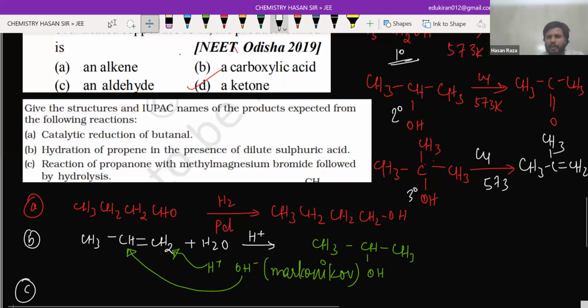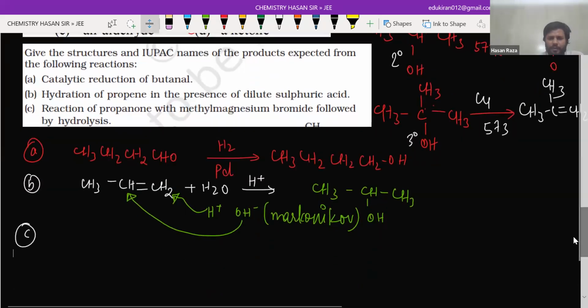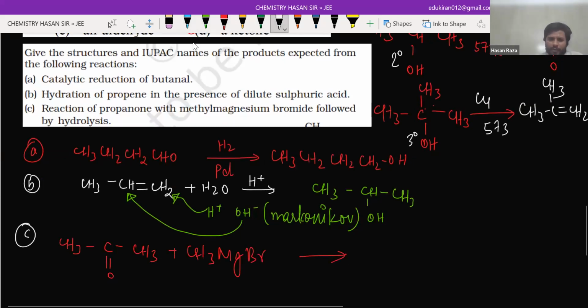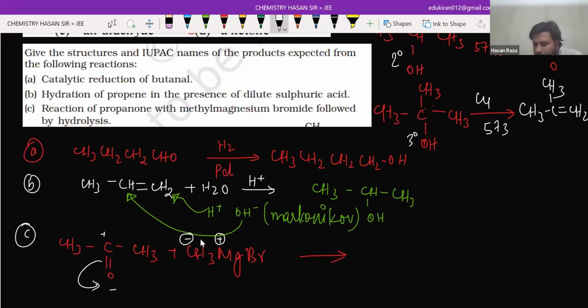The third one is the reaction with Grignard reagent. Propanone, I'm going to show you the whole reaction. CH3COCH3, and if you react this with methyl magnesium bromide followed by water. The first step is like this. You know that oxygen will take electrons from carbon, so there will be negative on oxygen and positive on carbon. Carbon of the Grignard will have a negative sign and magnesium positive, because carbon is non-metal, more electronegative than the metal magnesium, which is electropositive. So this will attack here and this will attack on oxygen.